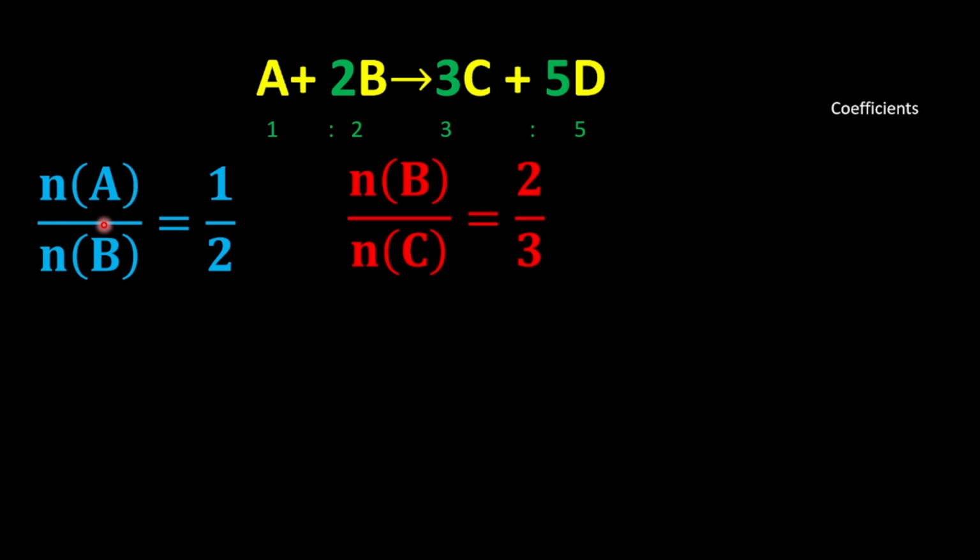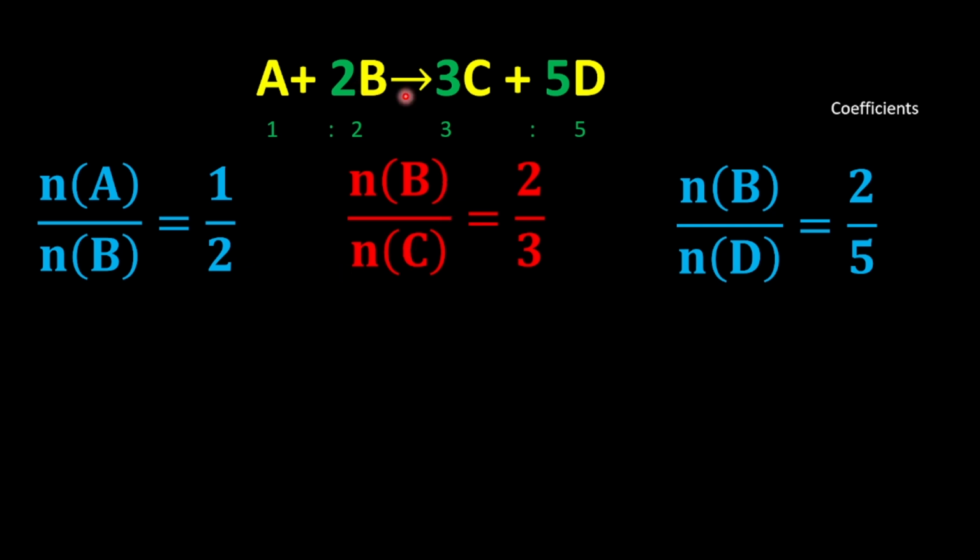Now let's move back to this one. If you want to write in this format, that is n of B first over n of A, that will give us 2 is to 1. It is also accepted. Now let's look at the third one, which is for B and D. So we have 2 moles of B and 5 moles of D. So the mole ratio here will be n of B over n of D is equal to 2 over 5. And that is what we call the mole ratio.